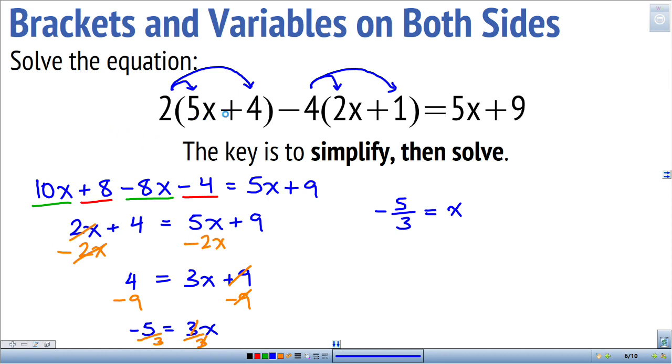So in a question with brackets, you'll want to simplify first. You may have some like terms, so just clean those up, and then go through with solving using that strategy of removing one of the variable terms, ideally the smaller one.